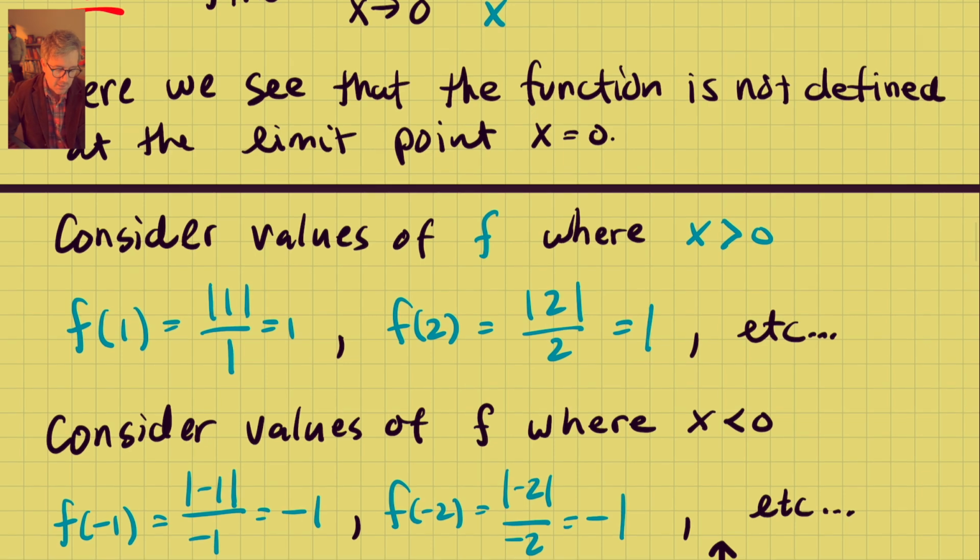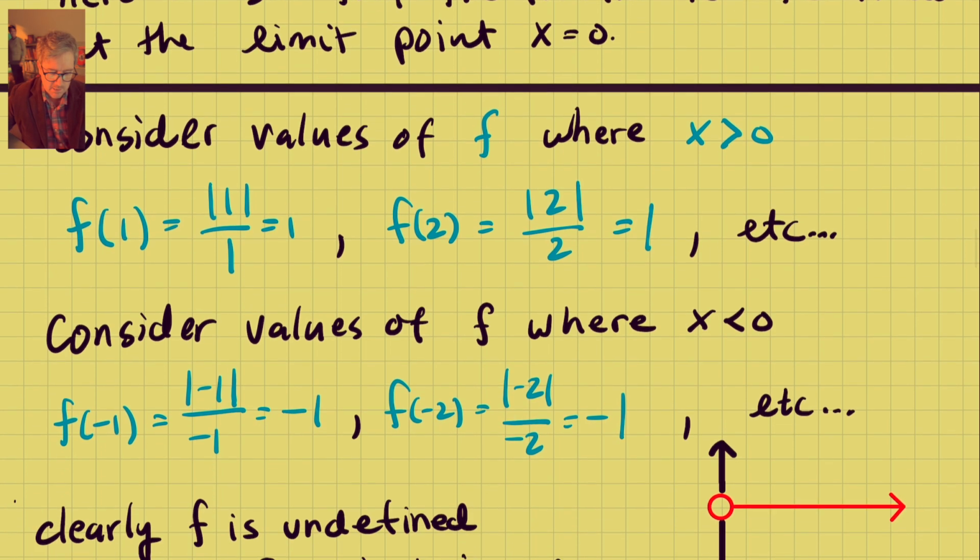So let's start by considering values of f where x is greater than 0. We can just plug in a few. If I plug in f of 1, I get the absolute value of 1 divided by 1, which is 1. If I evaluate f of 2, then of course I get the absolute value of 2 divided by 2, which again is 1. And this goes on, right? So f of 3 is 1, f of 4 is 1, f of 5 is 1, and so on.